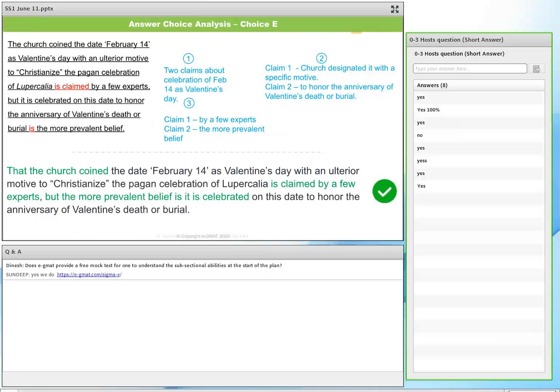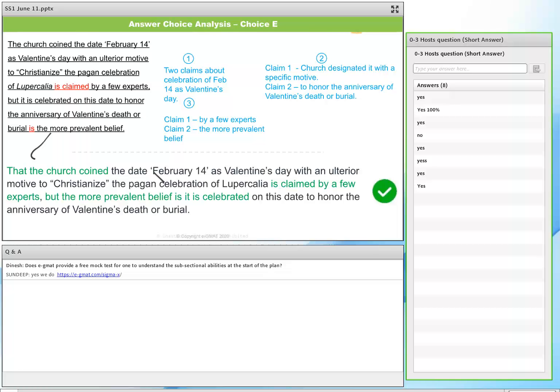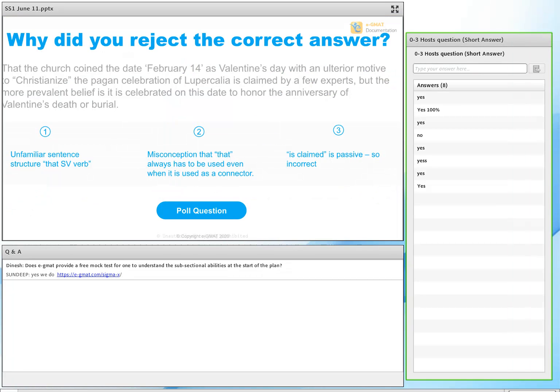Which leads to my correct answer. That the church coined February 14 as Valentine's Day is claimed by a few experts. So you add the subject. But the more prevalent belief is it is celebrated on this date to honor the anniversary of Valentine's death or burial. That's the correct answer choice. See, it corrects, it adds the subjects, it maintains all aspects of the meaning, and it doesn't introduce any new error. Okay. Why do people reject choice E?